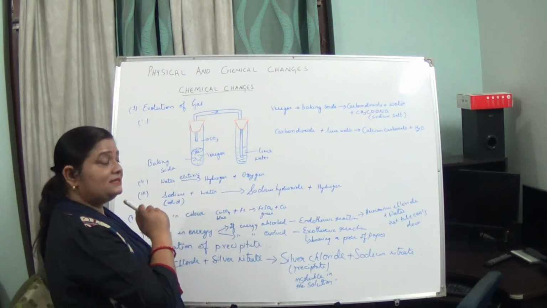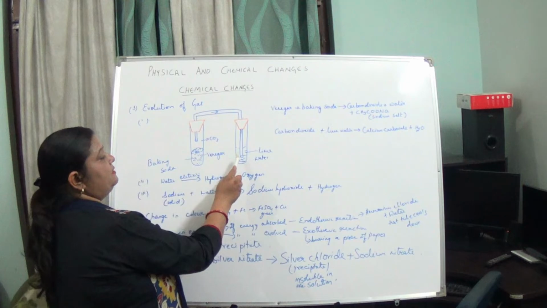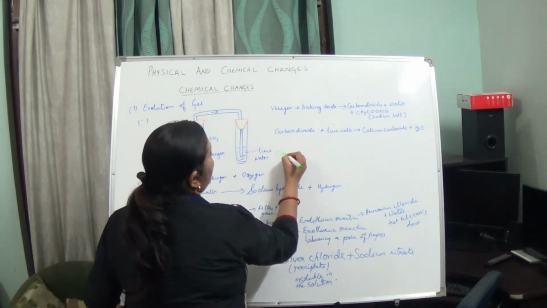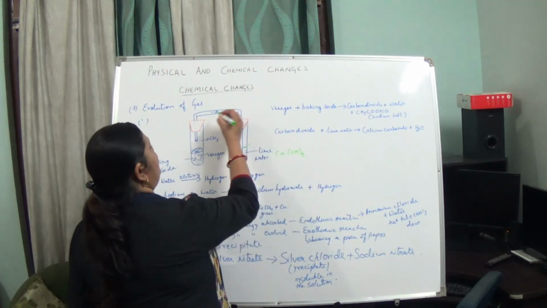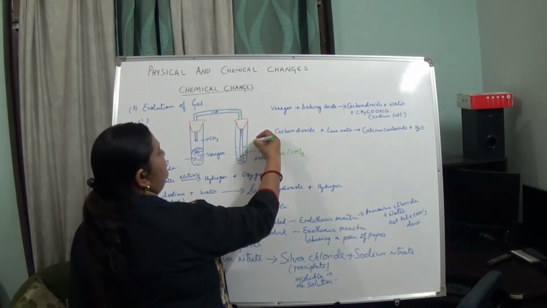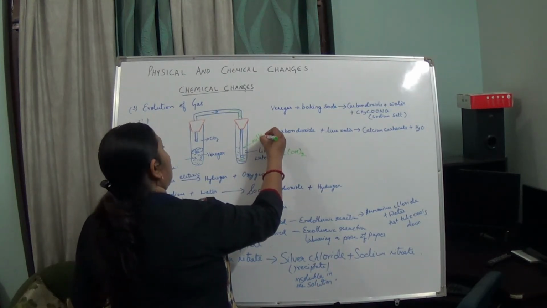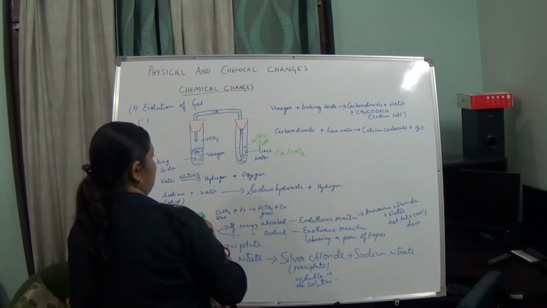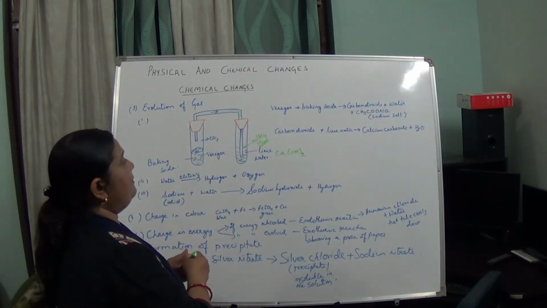So how will we test that carbon dioxide has been released? We will pass this gas to another test tube containing lime water. Lime water is Ca(OH)2. We will see that when CO2 comes over here and mixes with this lime water, it turns milky in nature, or milky in color also we can say. So this indicates that some gas has evolved during the chemical reaction.